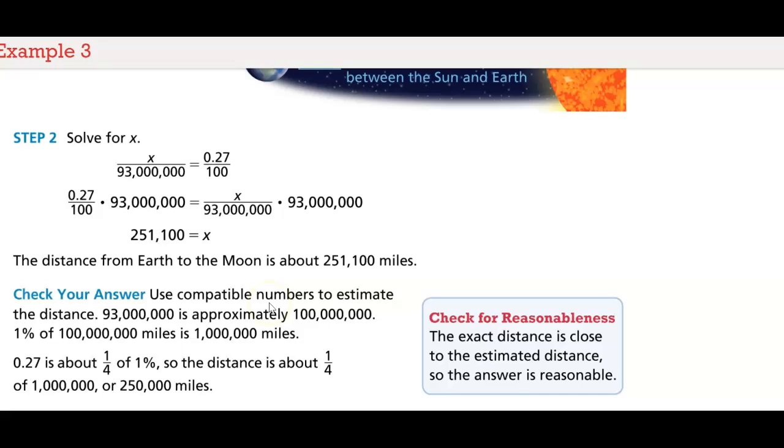They want us to check for reasonableness. So you would estimate 93 million. It has it here as 100 million, and then the 0.27 to 1%. And then following the same steps, you get about a million miles. 0.27 is about 1/4 of that 1%. So the distance is about 1/4 of a million, which is 250,000 miles. So the exact distance is close to the estimated distance, so the answer that we got is reasonable.